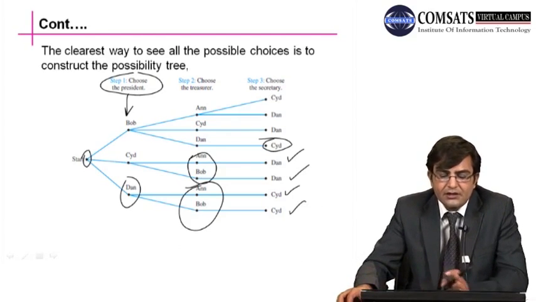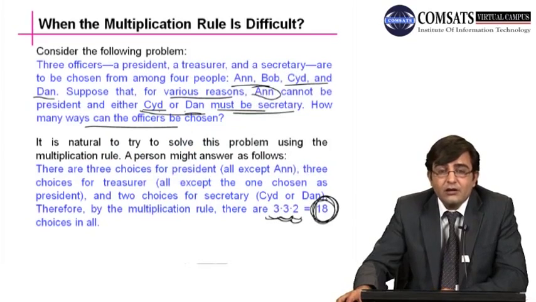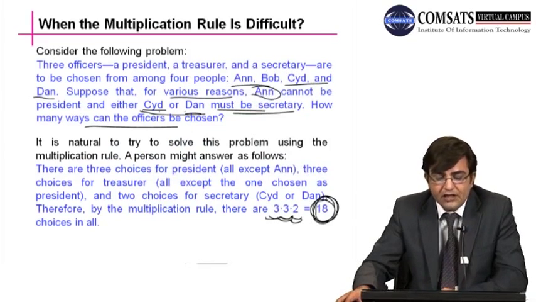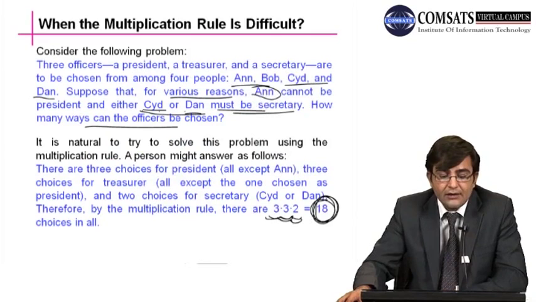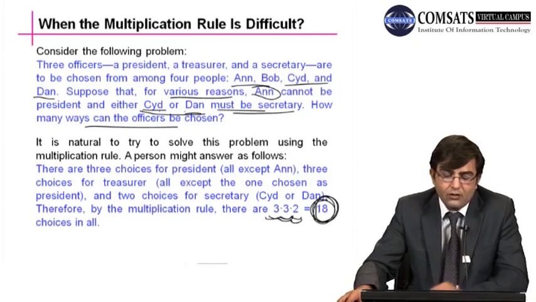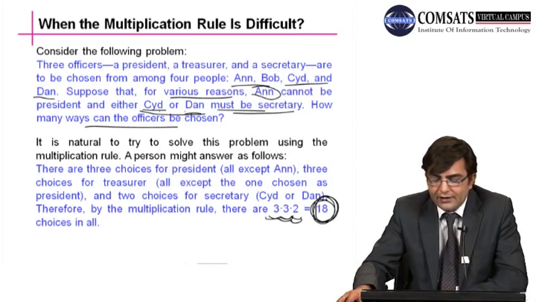We can choose 3 officers from among the 4 people given here, and we are also given 2 conditions in this problem: that N cannot be president and either Sid or Dan must be the secretary. So we have found here the number of ways, which is 18. We can choose 3 officers in 18 ways.